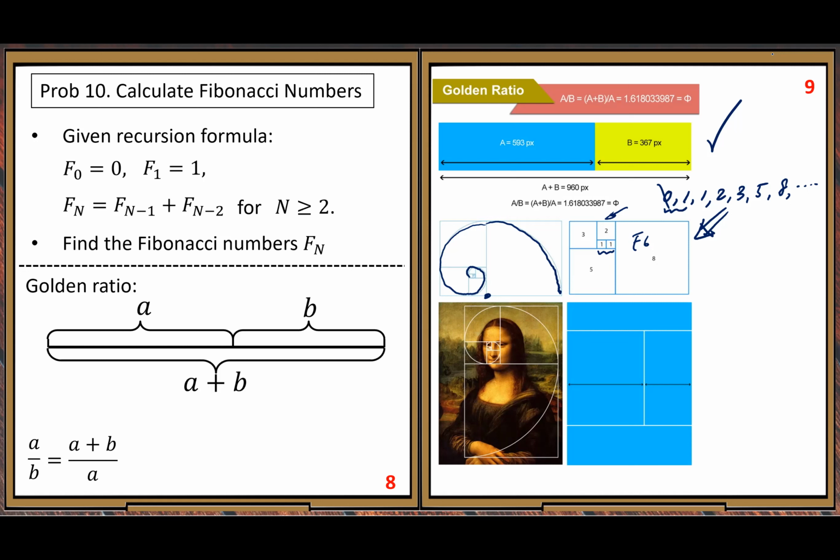All right. So with this relationship, let us simplify a little bit, because A over A is 1, then B over A. So 1 plus B over A, the shorter one over the longer one.